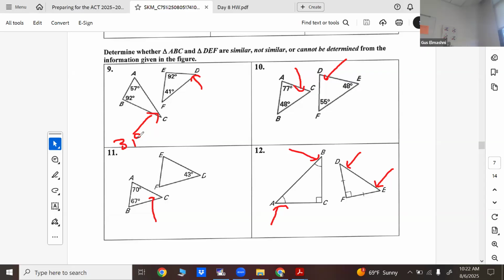So it's pretty clear not all the angles line up, because all the corresponding angles have to be identical. Correct, yes. Okay. So unfortunately, it's not similar. So guys, number nine should not be similar, because angle C was 31 and angle D was 47.